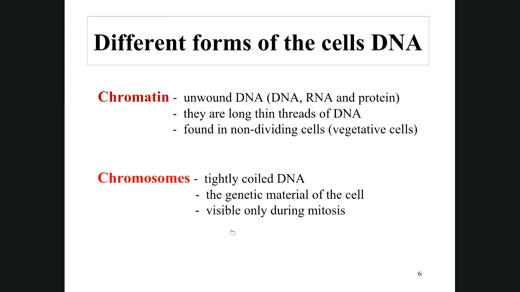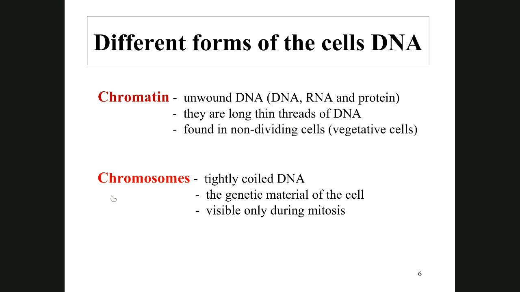Some forms of DNA. In a cell that is not dividing, the DNA is in long, thin strands called chromatin. See, it says unwound DNA. It says DNA, RNA, proteins. They're long, thin threads of DNA found in non-dividing cells. And that allows all the genes to be accessible for whatever the cell needs. Whatever it needs, the gene is accessible, and it can acquire the information off of the DNA to make whatever polypeptide the cell needs for survival, growth, and repair.